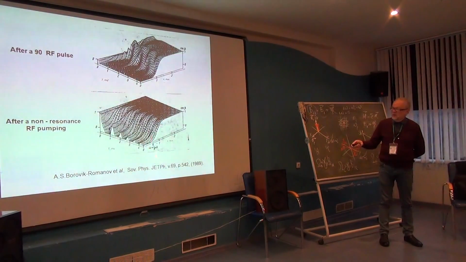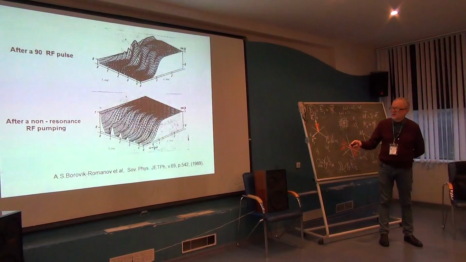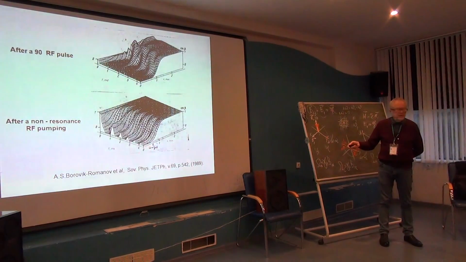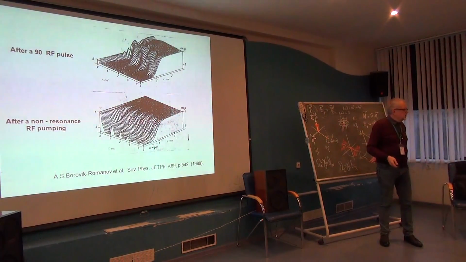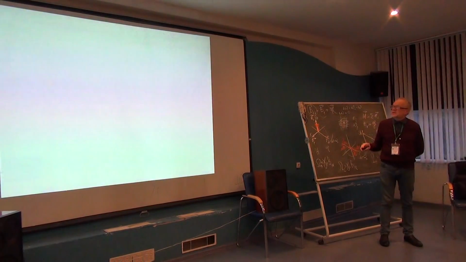We can also do it differently. If we pump a radio frequency field, for example, corresponding to this magnetic field, omega equals gamma H at this point, because you remember we have the gradient of magnetic field. So after some transient process, we have exactly the same phenomenon. We have exactly the same distribution of magnetization.